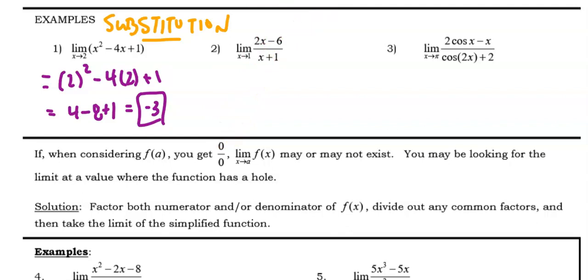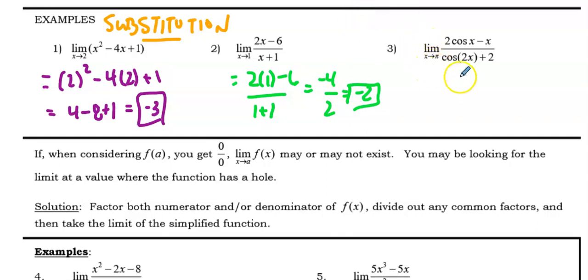If I look at example number 2, that you guys see right here, and I do the same thing, then let's look at this one. Again, it's continuous everywhere except for negative 1, right? And so I know it's going to be continuous, so all I have to do is plug in. I get 2 times 1 is 2, minus 6 is negative 4. I get 1 plus 1 is 2, and so the answer to this limit is going to be negative 2. And then the final one, ladies and gentlemen, is now x approaches pi.